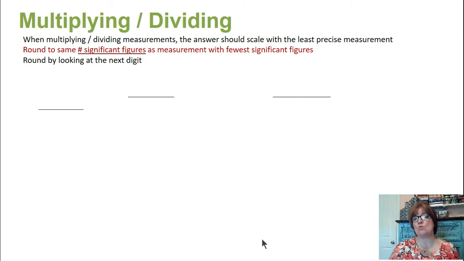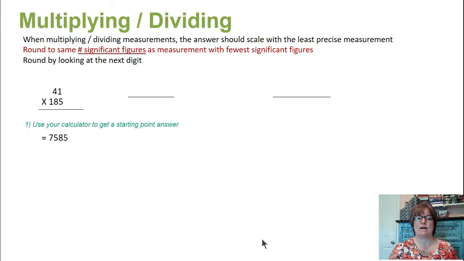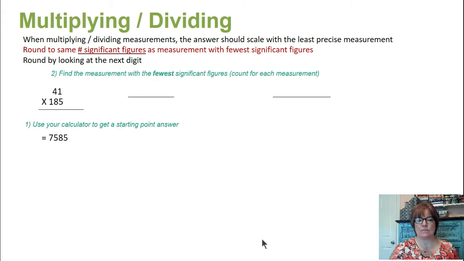Multiplying and dividing, I'm going by the quantity of sig figs. I'm going to round to the same quantity of sig figs as the measurement with the fewest quantity of sig figs. No longer the decimal place value, but the quantity. So 481 times 185, I start with my calculator, I get 7585. I go back to my numbers and I want to find which one has the fewest significant figures. 41 has 2 and 185 has 3. So 41 has the fewest, 2 sig figs. I need to round 7585 to 2 sig figs.